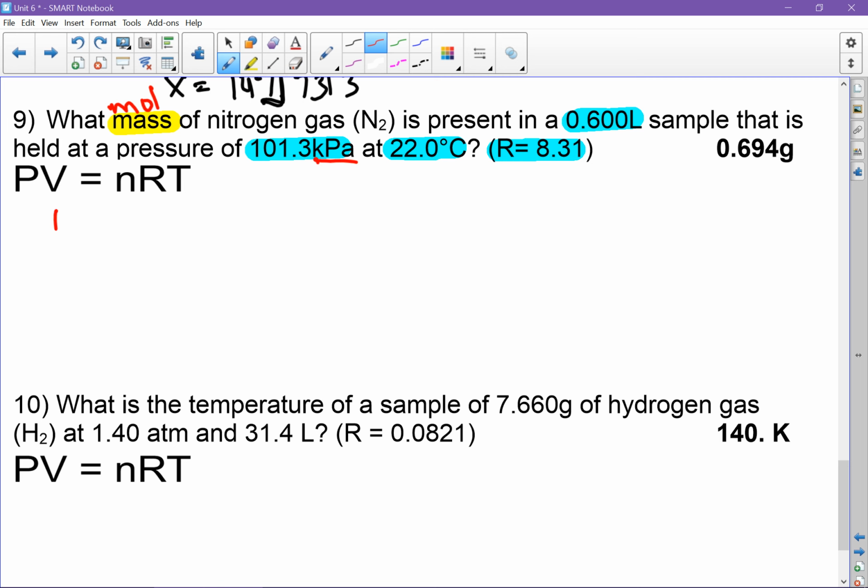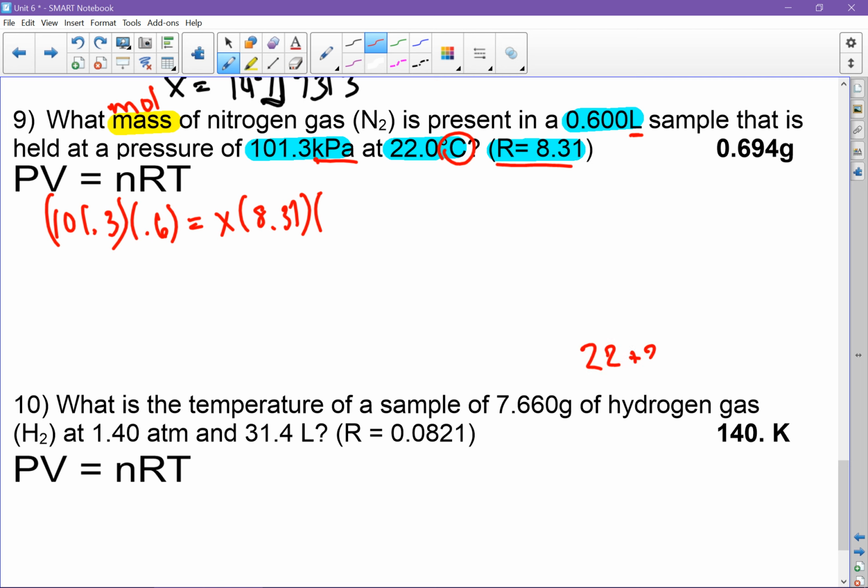Pressure number is 101.3. Volume means liters, that's here, the 0.6. N is what I don't know. I have R. Temperature is given in Celsius, but we need to convert it to Kelvin. The way that you do that is just by adding 273. So the temperature we will use is 295.